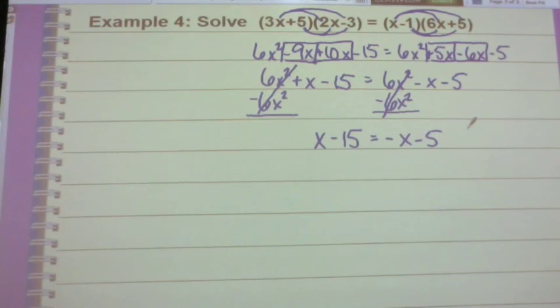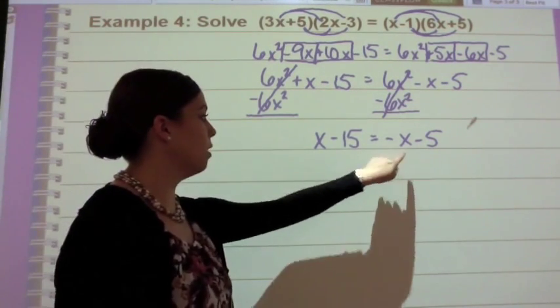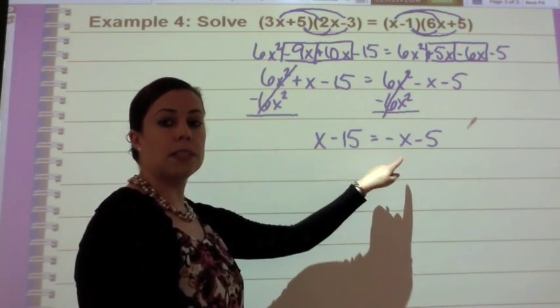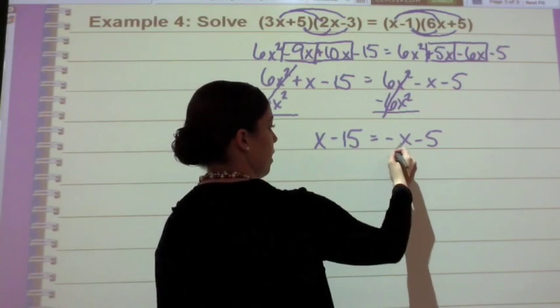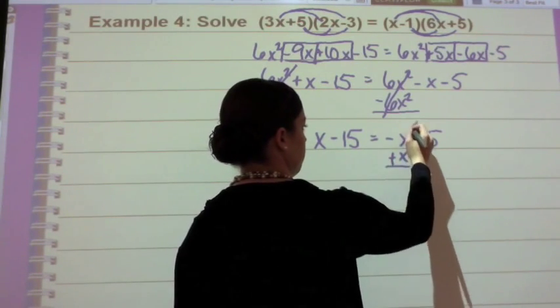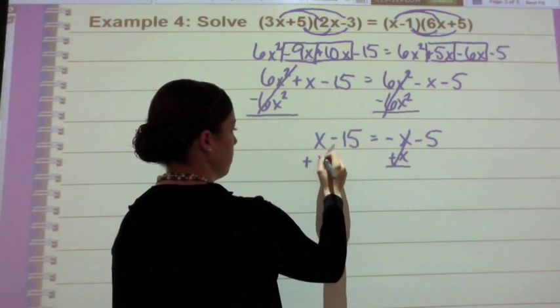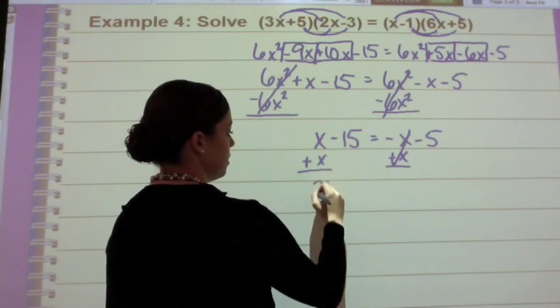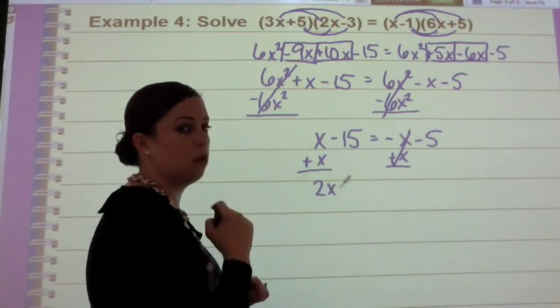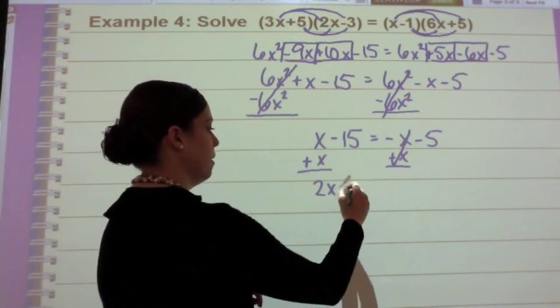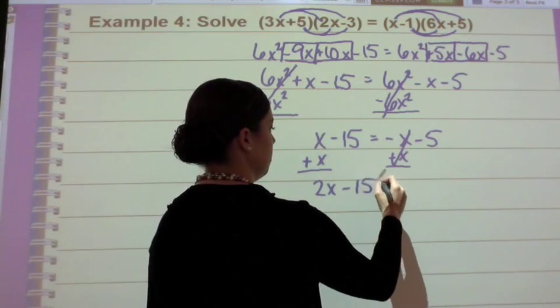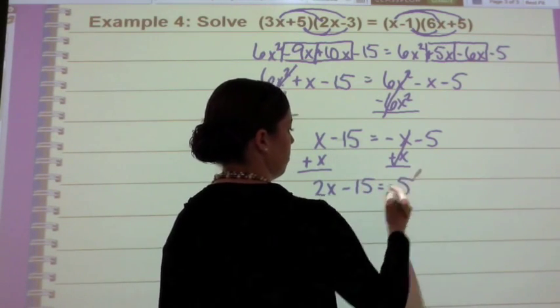Okay, so I'm going to bring my x over here. The opposite of negative x is adding x. Those cancel. And x plus x is 2x. So now my new problem is 2x minus 15 equals negative 5.